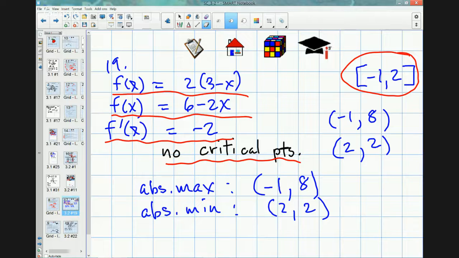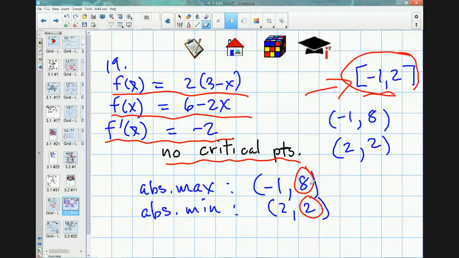Now, here's the one different thing. They gave us this interval, so we need to check the endpoints. This is not an ordered pair now, this is an interval. So check it at the left side, -1. If you plug in -1, -1 times -2 is +2, 6 plus 2 is 8. So here's the height of that, and then try it at 2. What happens at 2? 2 times -2 is -4, 6 plus -4 is 2.